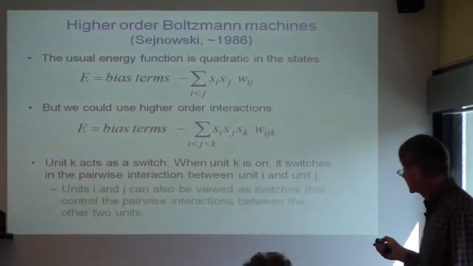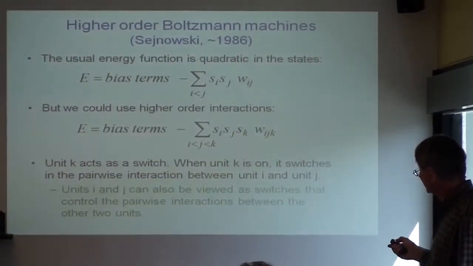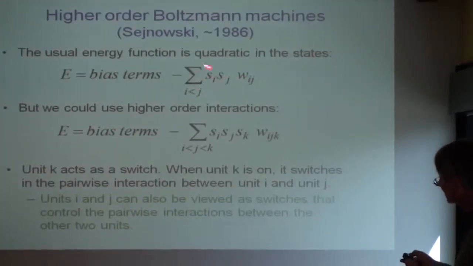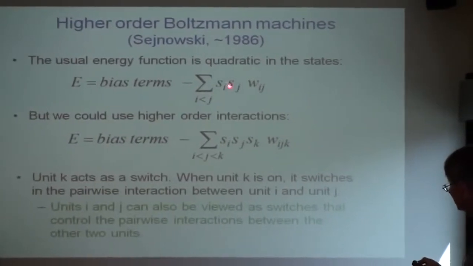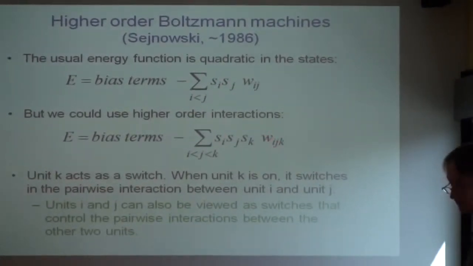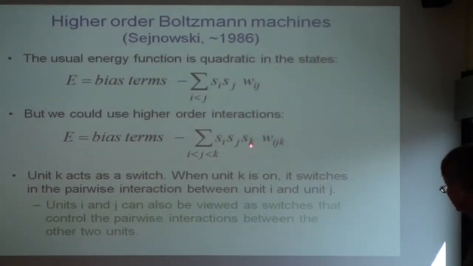Terry Sejnowski pointed out a long time ago that we have an energy function like this, where this was v and this was h, but these are just binary variables. We could perfectly well write down an energy function like this, where three things interact, and we have a three-way weight. If you think about these three things, the state of k is acting like a switch. When k is on, you effectively have this weight between i and j. When k is off, this weight disappears.